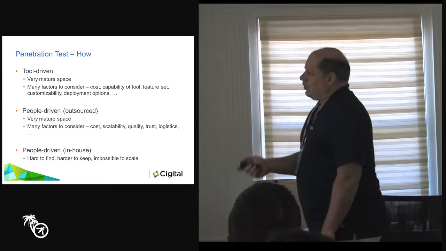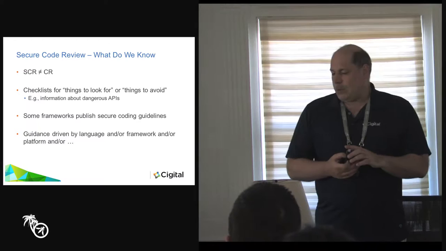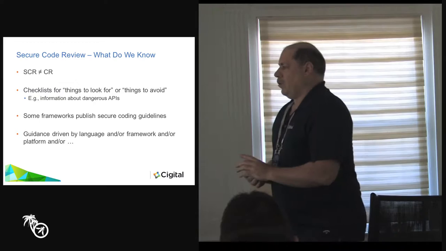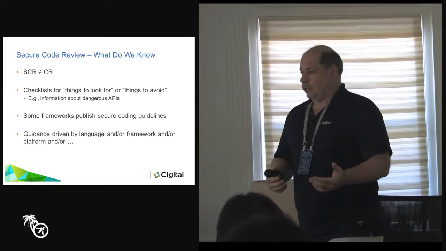So on the secure code review, what do we know about secure code review? It is not the same thing as a plain old code review. A code review makes sure that the requirements are being met and that we're going to functionally do what we're supposed to do. Secure code review is making sure, to the best it can, that the code has actually been implemented without introducing security defects. So it's totally different than a code review.